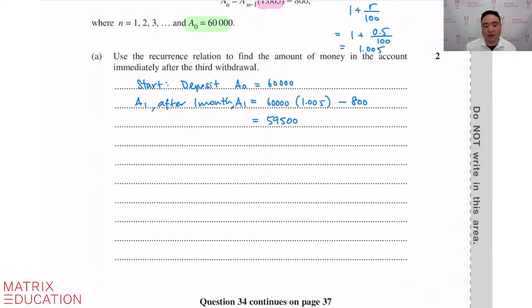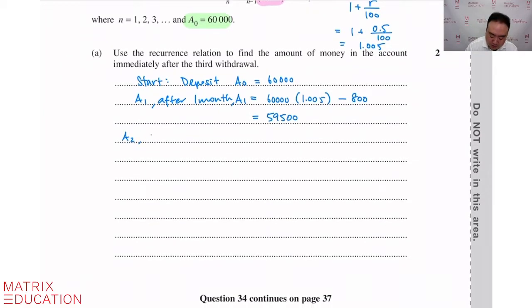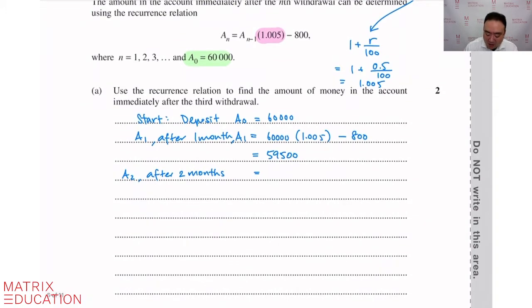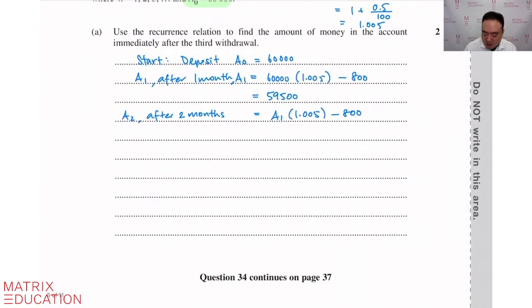59,500. Now A2, which is after 2 months. The recurrence relation is given to you that A of n equals A of n minus 1 times 1.005 minus 800. So what we can do is just take this value from A1. So A1 times 1.005 minus 800. And what is that? We have 58,997.5.